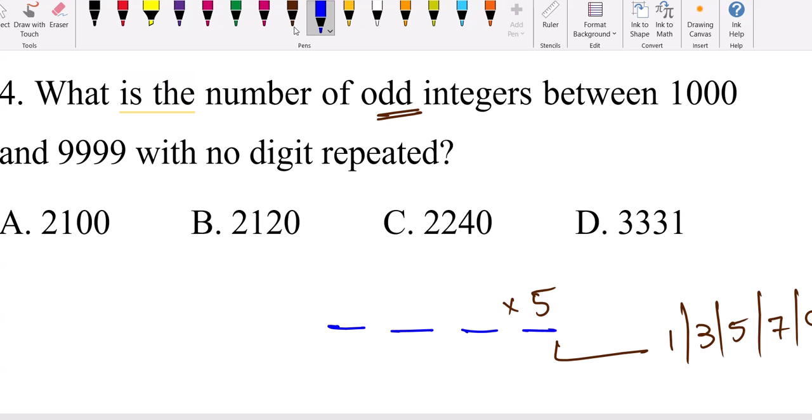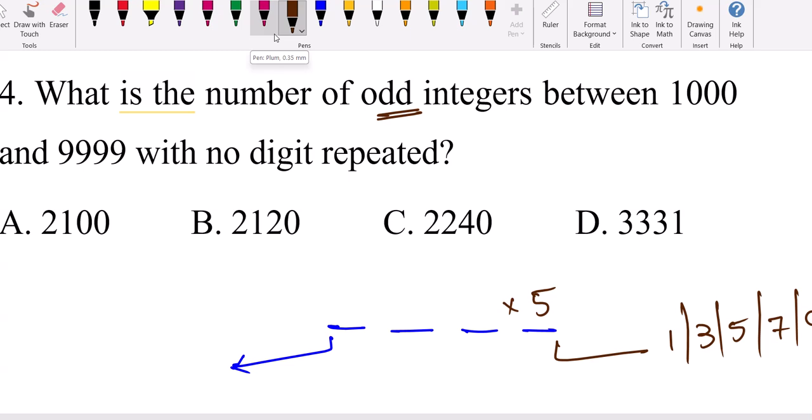In fact, they said between 1000 and 9999, so this should be from 1 to 9 only. Here there is a case we need to divide. Suppose I use 9 there. First, we can divide this into two categories: starting with 2, 4, 6, 8, and starting with 1, 3, 5, 7, 9. Why, sir? If I use 1 in the leftmost, I cannot use it in the rightmost. 1, 3, 5, 7, 9 will be required for the rightmost place, and they can also be used for the leftmost place. So why is that required?